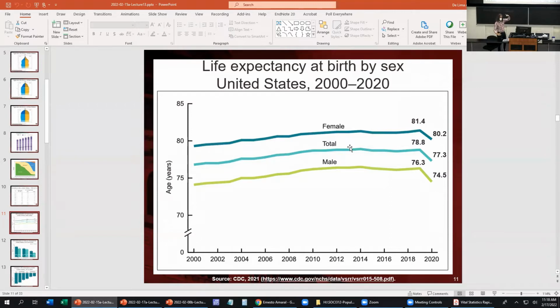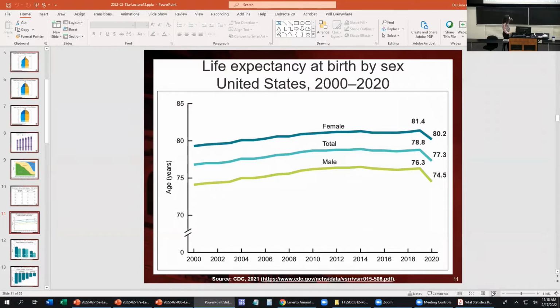Countries that have lower life expectancy, their improvement is faster or steeper. But we see that this improvement here is smaller than the decline that we experienced between 2019 and 2020. It's much steeper, the drop from 2019 to 2020 compared to this improvement from 2000 to 2019. So that's a huge impact if you compare to historical trends.